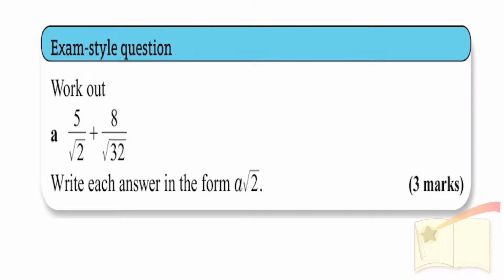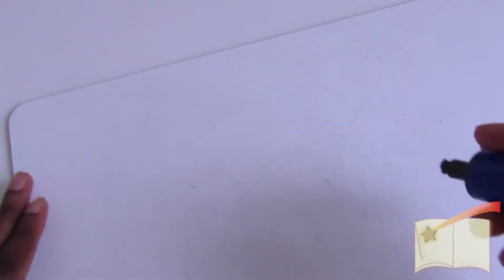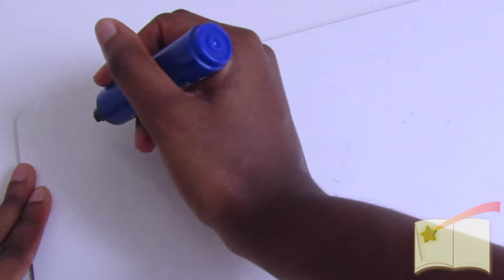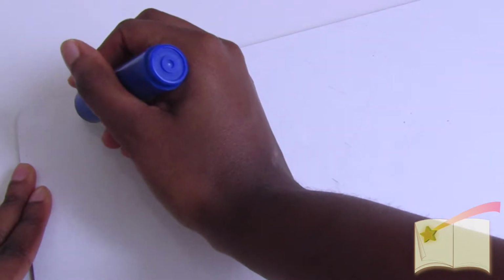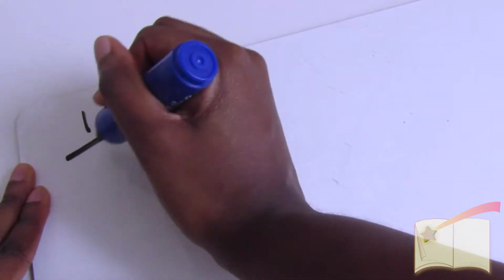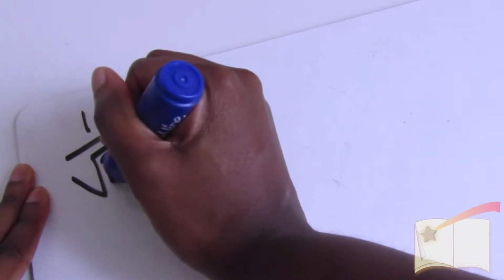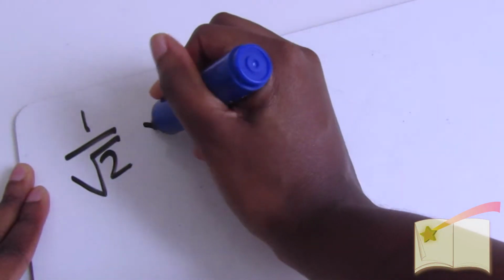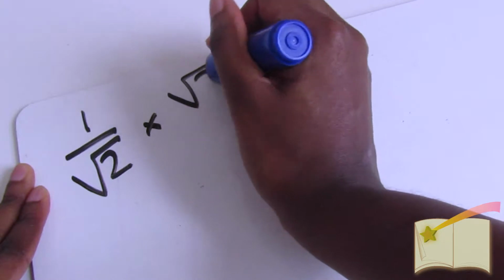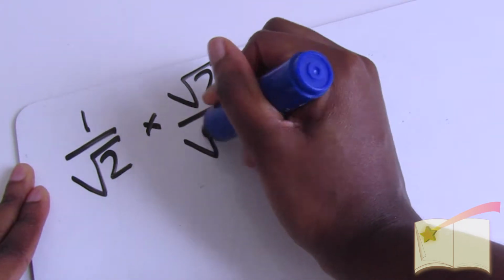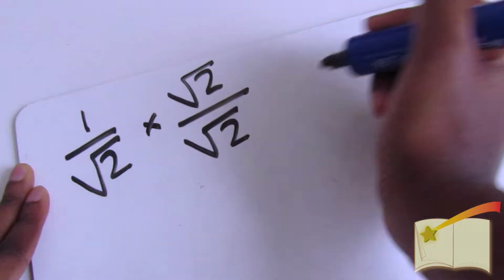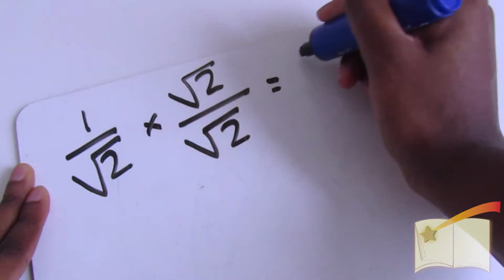Today's exam question is on rationalising the denominator. Let's start off with a couple of examples before we tackle the question. The whole point of rationalising the denominator is to make sure that you do not have a surd as a denominator in your fraction. In order to change this, you multiply your numerator and your denominator of your fraction by the surd. So with this example, we'll start off with 1 over square root of 2.